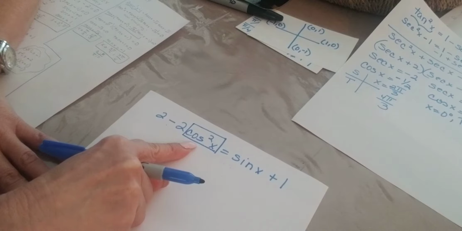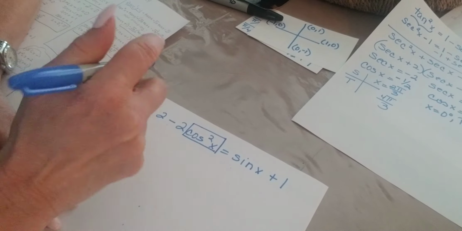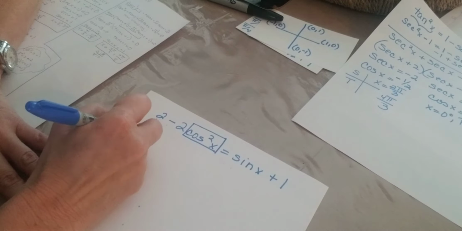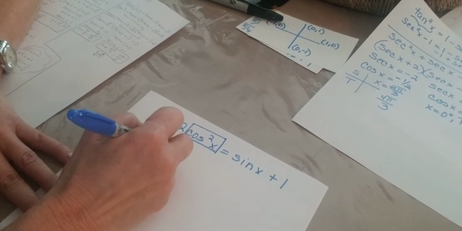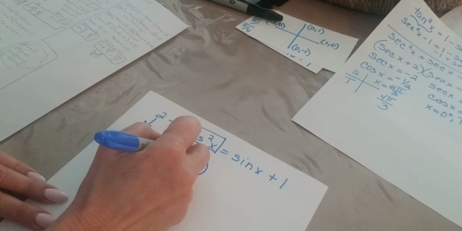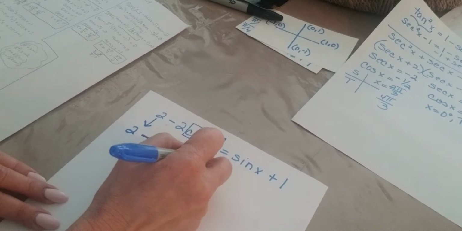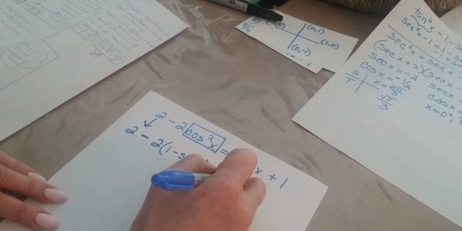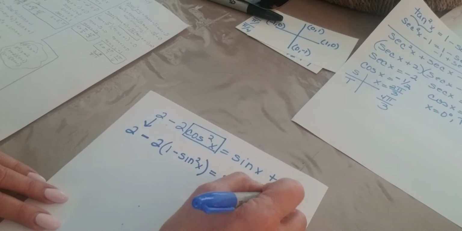I understand why we're even trying to memorize them. You're at home, have them next to you. So now you just replace this. This stays the same, 2 minus this stays the same. You replace cosine squared with 1 minus sine squared x equals sine x plus 1.